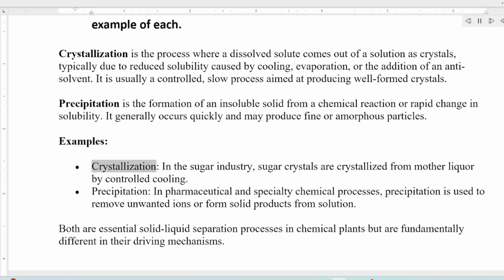Examples: crystallization: in the sugar industry, sugar crystals are crystallized from mother liquor by controlled cooling. Precipitation: in pharmaceutical and specialty chemical processes, precipitation is used to remove unwanted ions or form solid products from solution. Both are essential solid-liquid separation processes in chemical plants but are fundamentally different in their driving mechanisms.